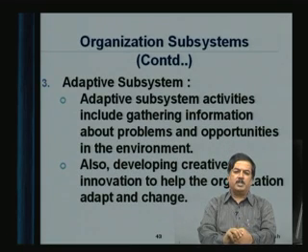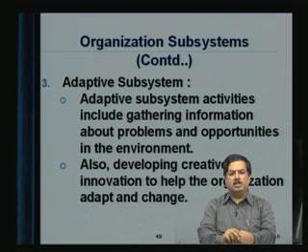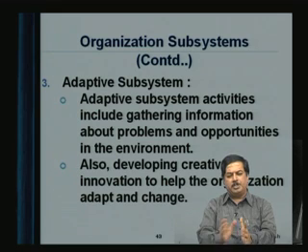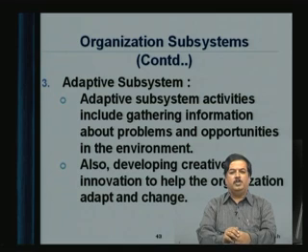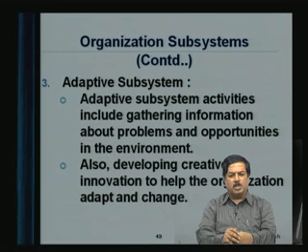Then you also require the adaptive subsystem. The adaptive subsystem's activities include gathering information about the problems and opportunities in the environment. Today we are using this adaptive subsystem to the next level, called BI, business intelligence. You understand the kind of customers, you understand the suppliers, you understand the governing rules and mechanisms in the society.